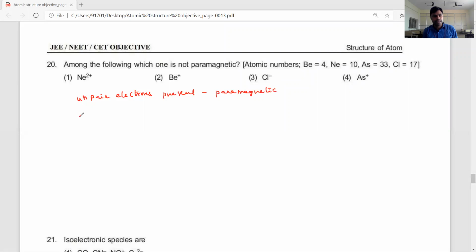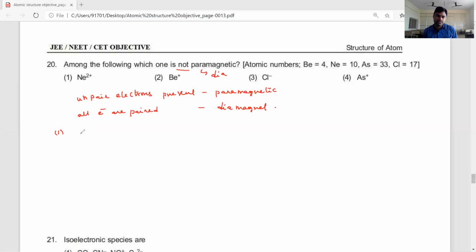If all electrons are paired, meaning unpaired electrons are absent, then it is called diamagnetic. Not paramagnetic means it belongs to diamagnetic. Among the following, which is diamagnetic?